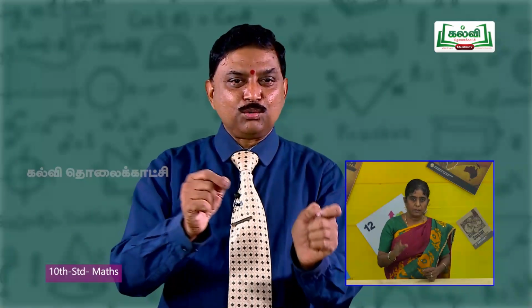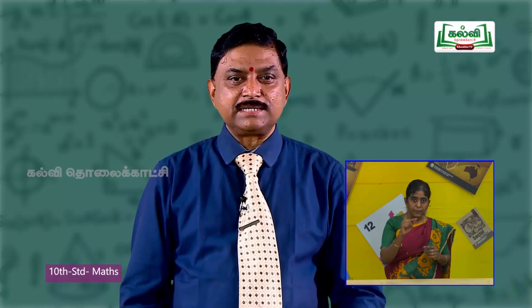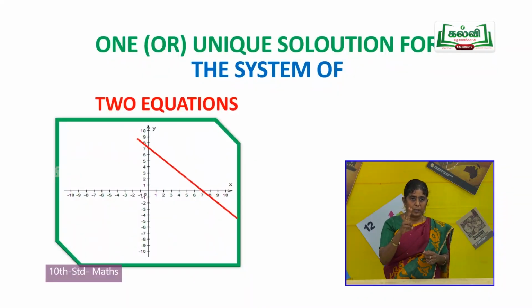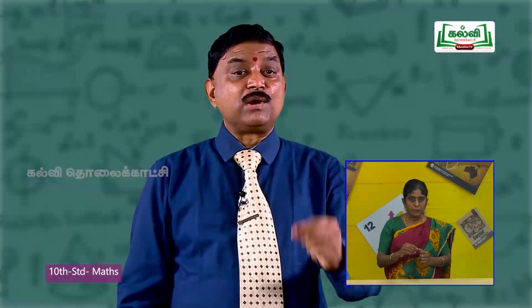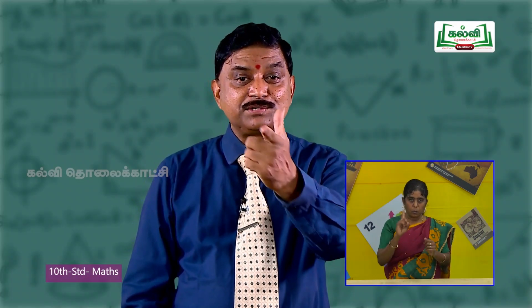Let me conclude that two equations and three equations can both have a unique solution. A system of two linear equations means two straight lines. In the diagram you see a straight line represented by the equation x plus y equal to 7, and another straight line, x minus y equal to 3. Both straight lines intersect at one point, that is (5, 2). Having only one point of intersection, it has one solution.